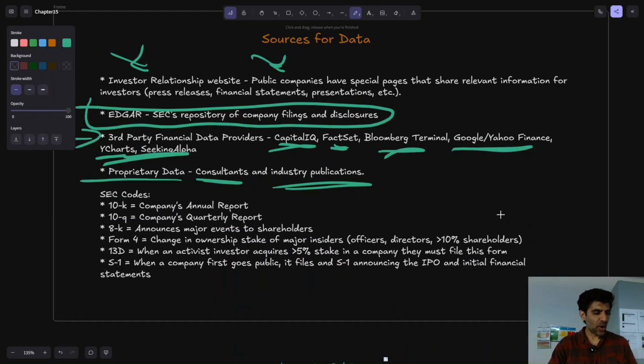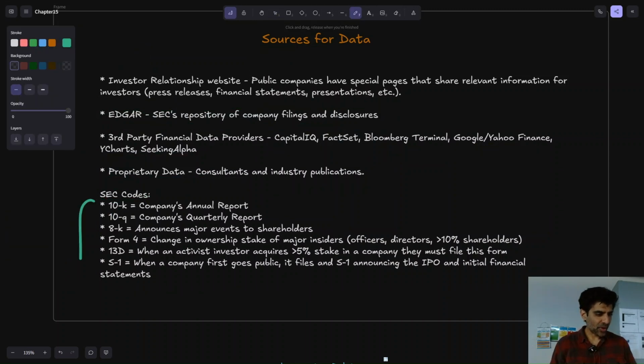And then here are some useful codes. A 10K, you'll hear this term a lot, is a company's annual report. And these are all basically tied to this Edgar website. All this coding is how the government has named all these different types of documents. So a 10K is an annual report, a 10Q is a quarterly report, and an 8K is kind of like a press release. If there's any major event, the business has to disclose it and put it on Edgar as an 8K. I'll show you Edgar in a second, but if you just search the 8Ks for some business, it will show all the major events that have taken place.